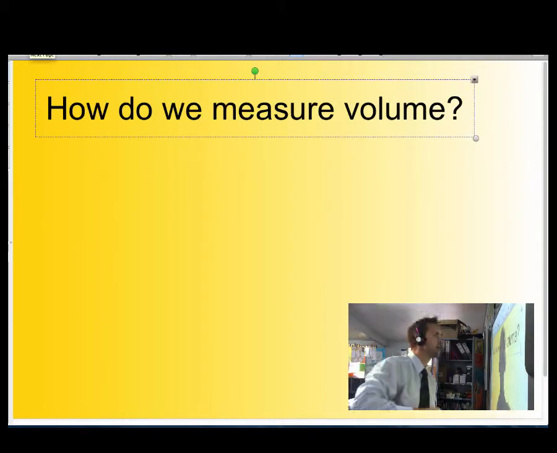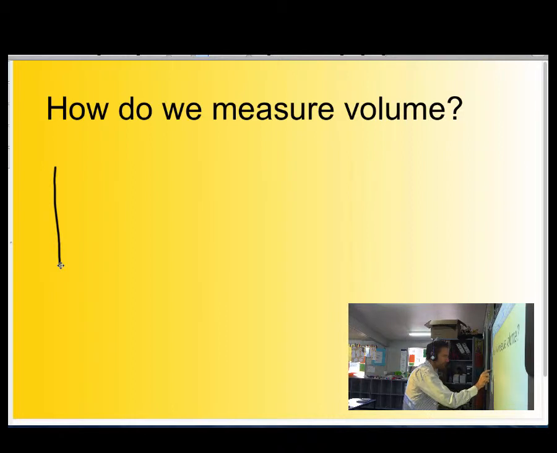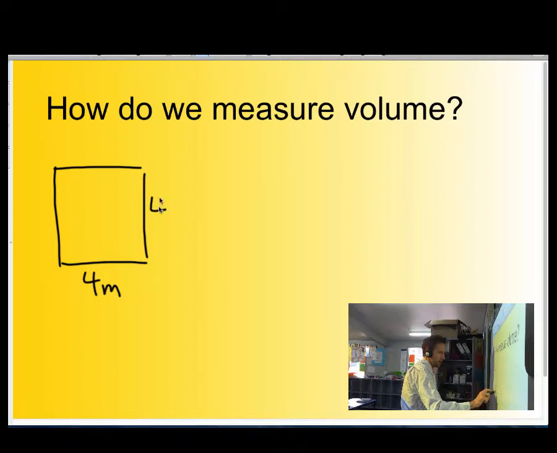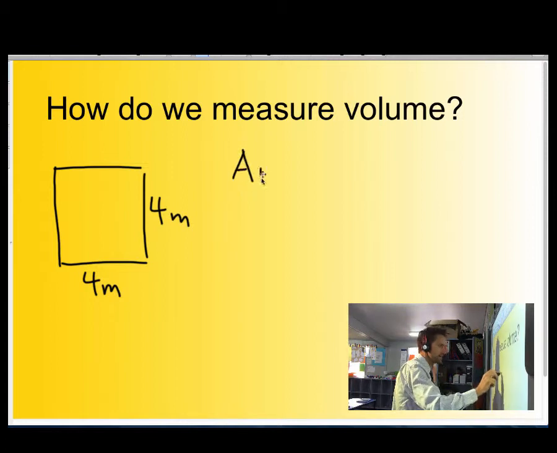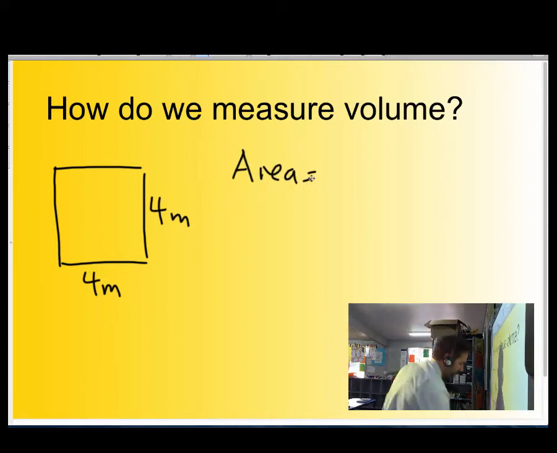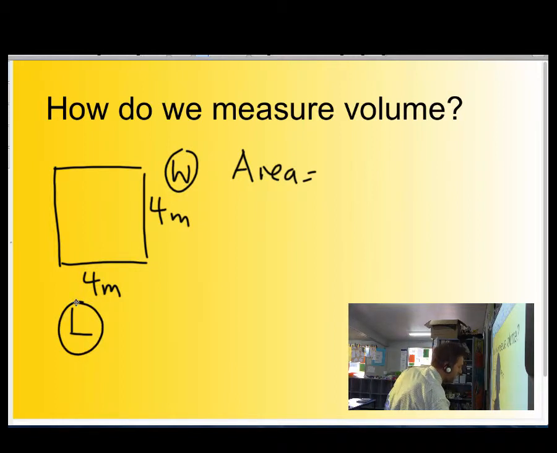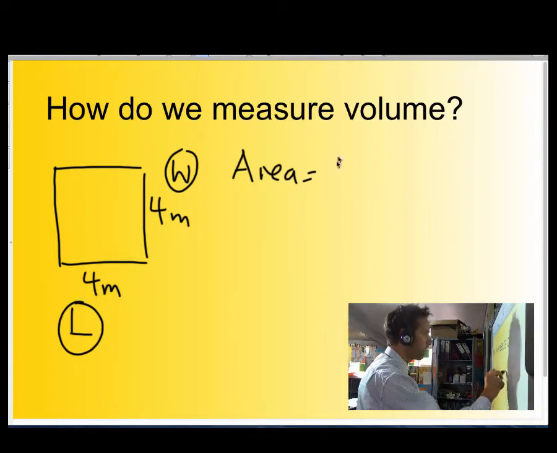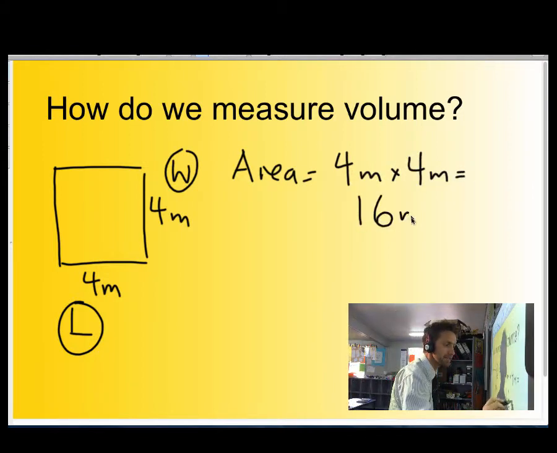So, how do we measure volume? It's not like area, and if you need a reminder, let's have a look at area. Remember with area we had a nice square, where the bottom might be 4 meters and the side might be 4 meters. Area equals length times width. Here's our length and here's our width. We go length times width, which was 4 meters times 4 meters, which equaled 16 meters squared.